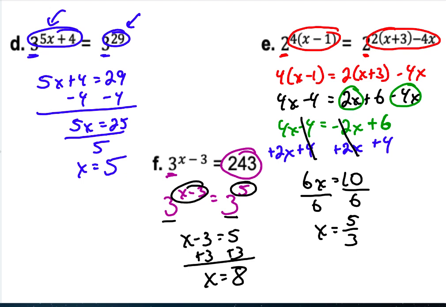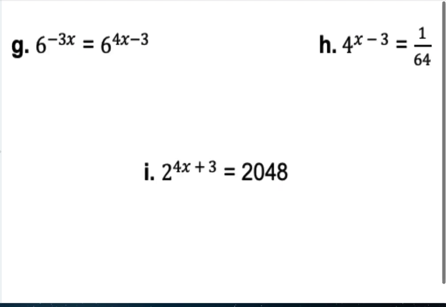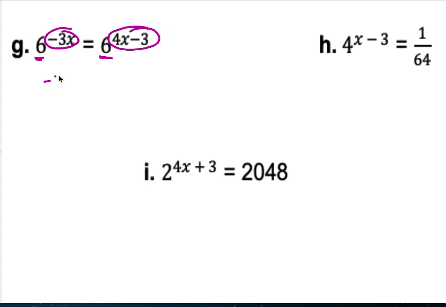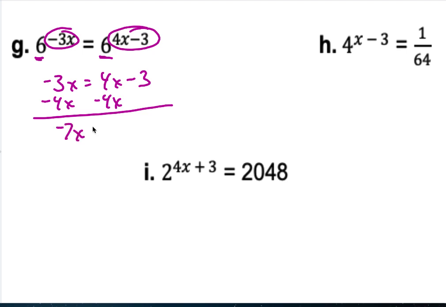Okay. All right, now a little bigger problems. Some of these are going to require just a little bit more work with them. For this one here, my bases are the same, so I know my exponents have to be equal. So I get negative 3x is equal to 4x minus 3. I'm going to move my x's over to the left-hand side, so I get negative 7x is equal to negative 3. Divide by my negative 7, and x is equal to 3/7.